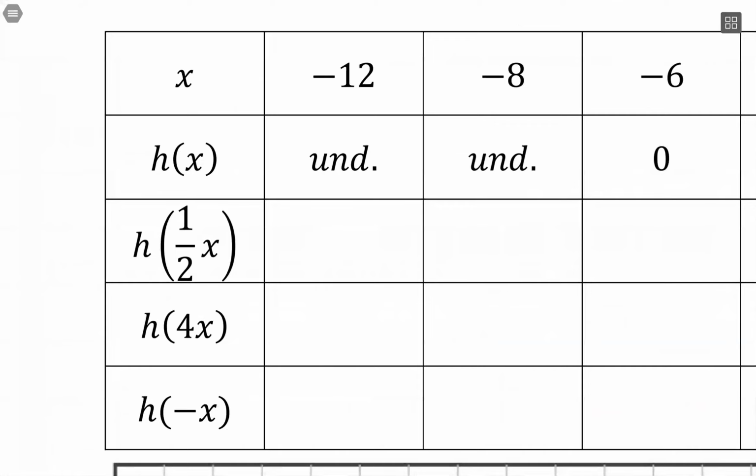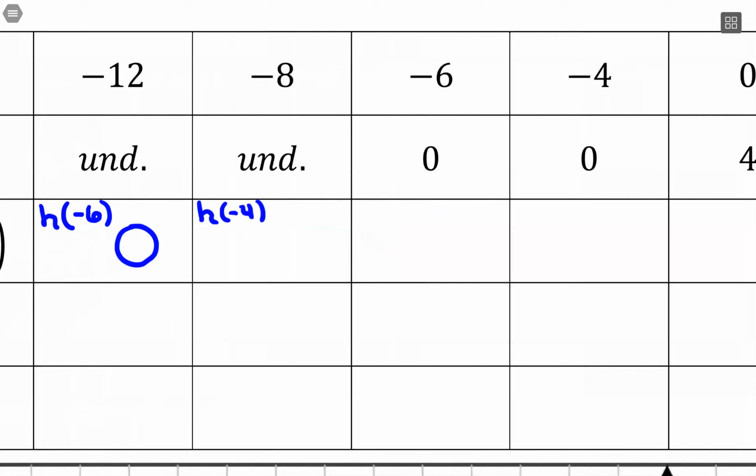What we're going to do for these is take 1/2 times x. So I need to find the input for my function first. I'm going to take my x value, which in this case is -12, and multiply it by 1/2. So this is really h of -6, which is equal to 0 from over here. And h of -8 times 1/2 is -4. So we'll grab the output for -4, which is 0.